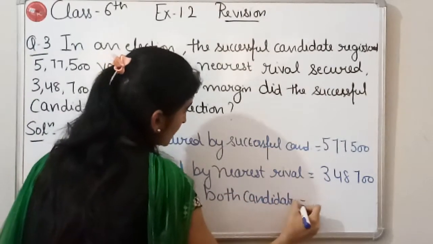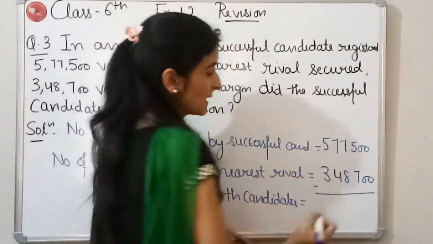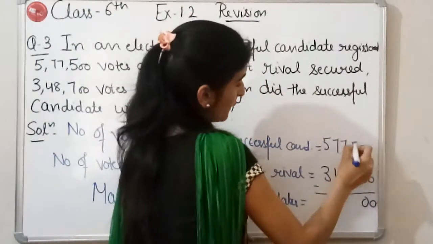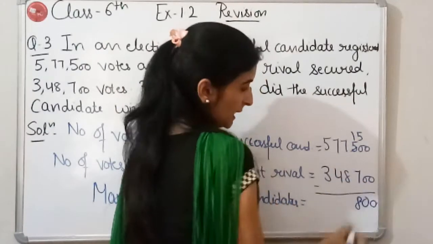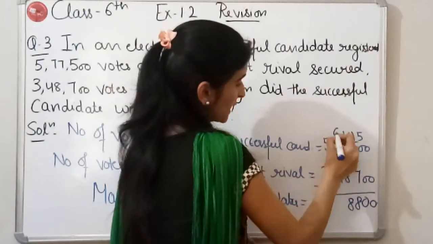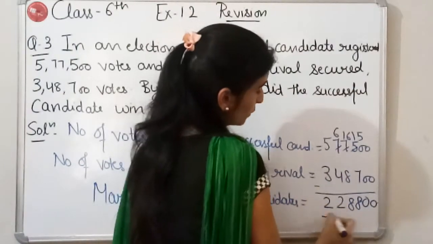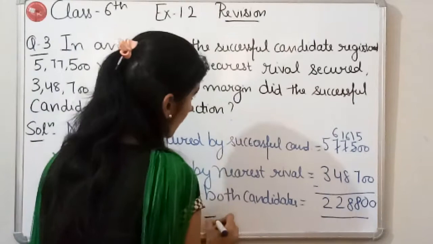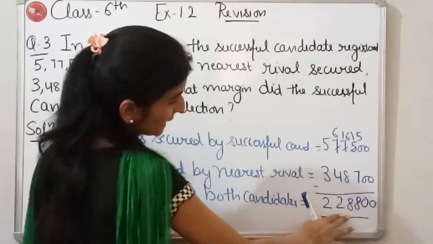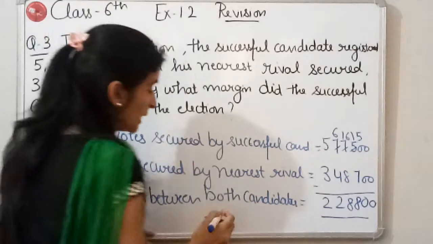For finding the margin, we are going to subtract these numbers of votes. 0 minus 0 is 0. Again 0 minus 0 is 0. 15 minus 7 is 8. 16 minus 8 is 8. 6 minus 4 is 2. 5 minus 3 is 2. So the successful candidate won the election by a margin of 2,28,800 votes.